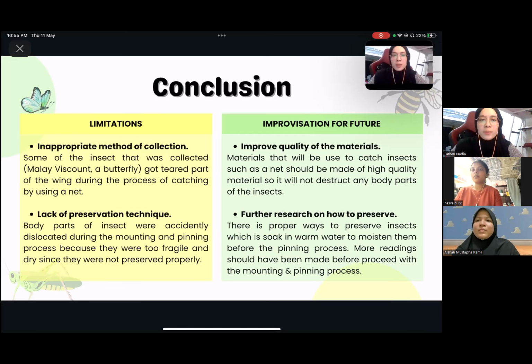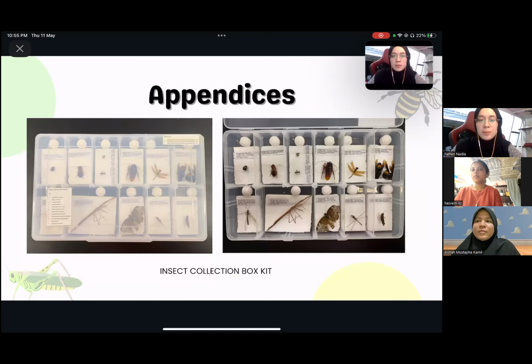And then the next one is the appendices showing the insect collection box kit that we have submitted. And then references.